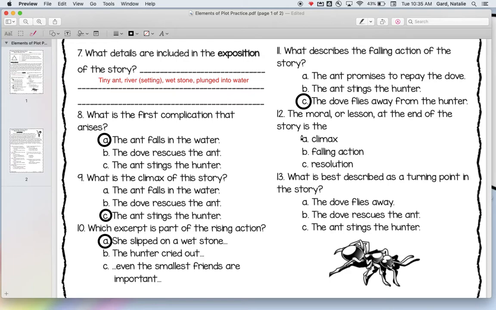What would we call that? Yeah, it's going to be the resolution. They give us a clue by saying at the end of the story. We know the resolution is always at the end of the story. That's where the story's all wrapped up nice and pretty with a little bow and everything's finished and over.